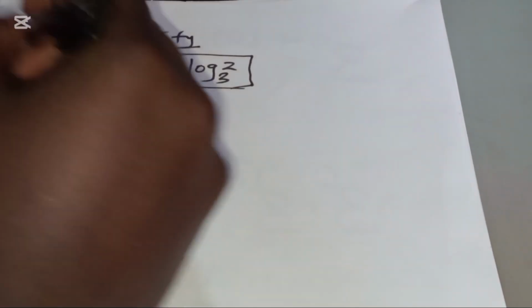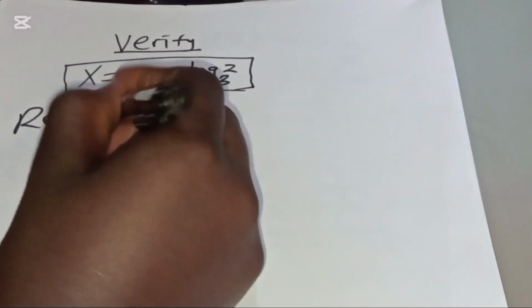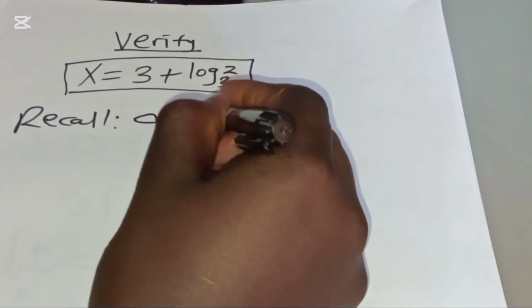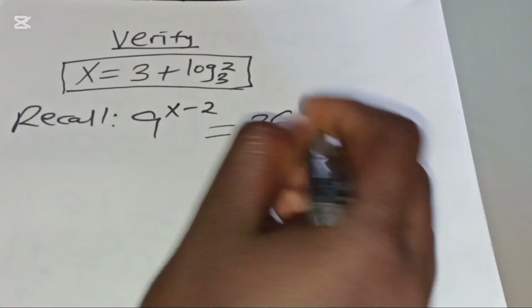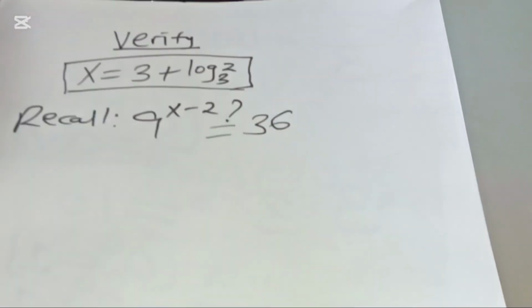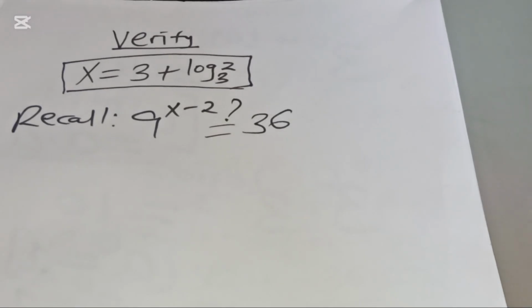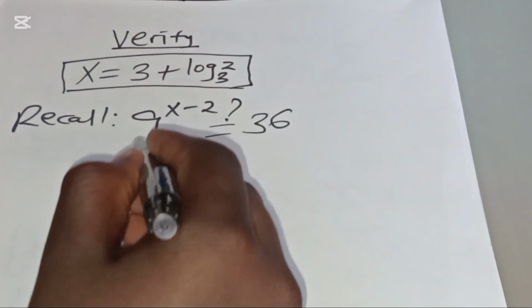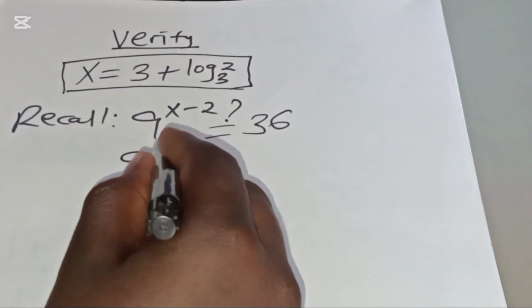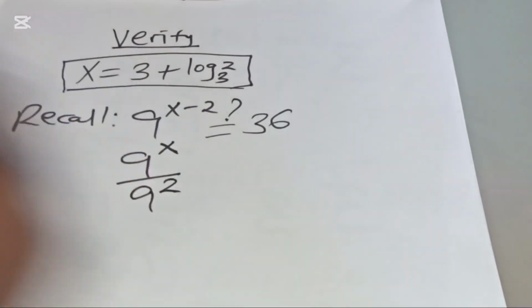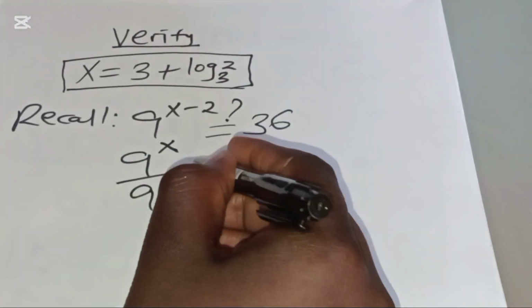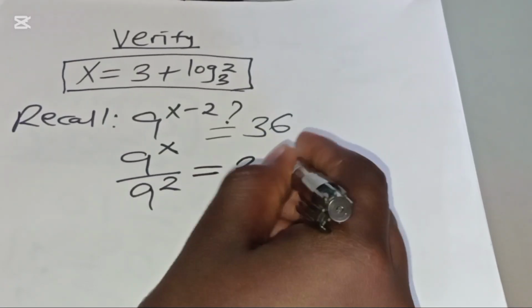Okay, now if you recall, we ended at 9 to power x subtract 2. This is equal to 36. So let's prove if this is correct. Now 9 to power x subtract 2 can also be expressed as 9 to power x divided by 9 to power 2. Okay, this is equal to 36.